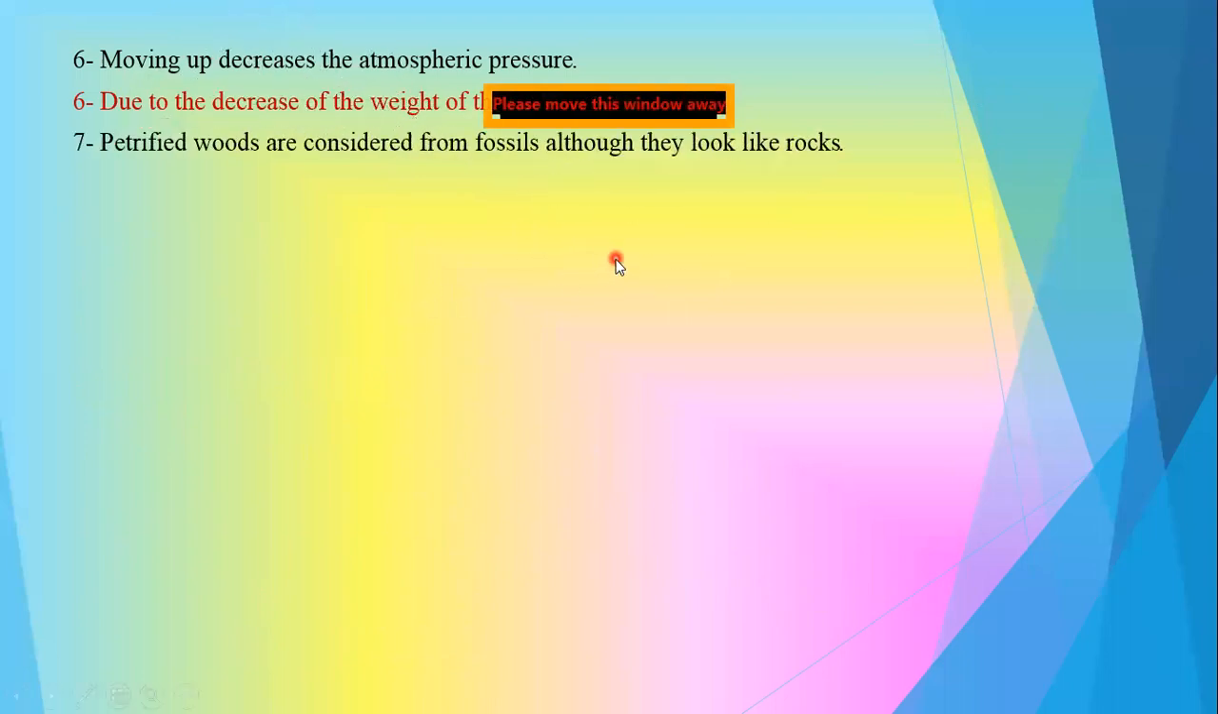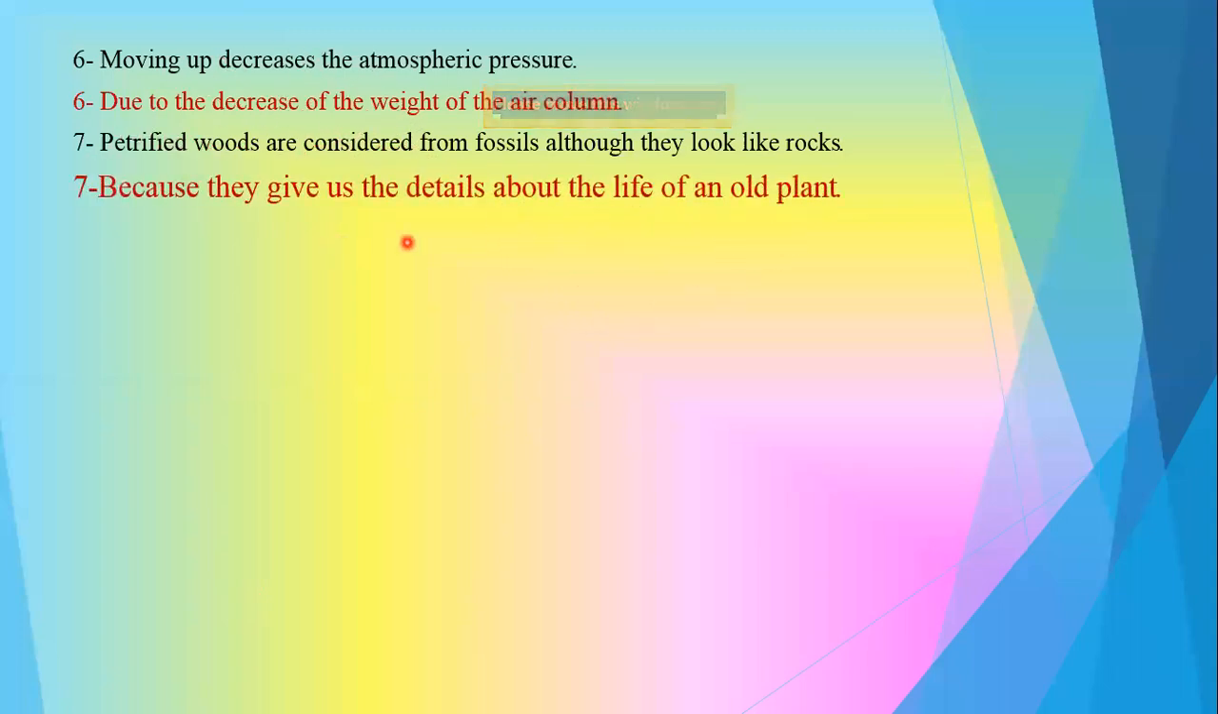Petrified wood is considered a fossil, or they look like rocks. Actually, they are rocks, but they take the shape of the old fossil or old living organism. So it is a fossil because it gives us details about the life of an old plant, which is petrified wood. Notice the words petrified wood; I mentioned it, so I'm talking about petrified wood.